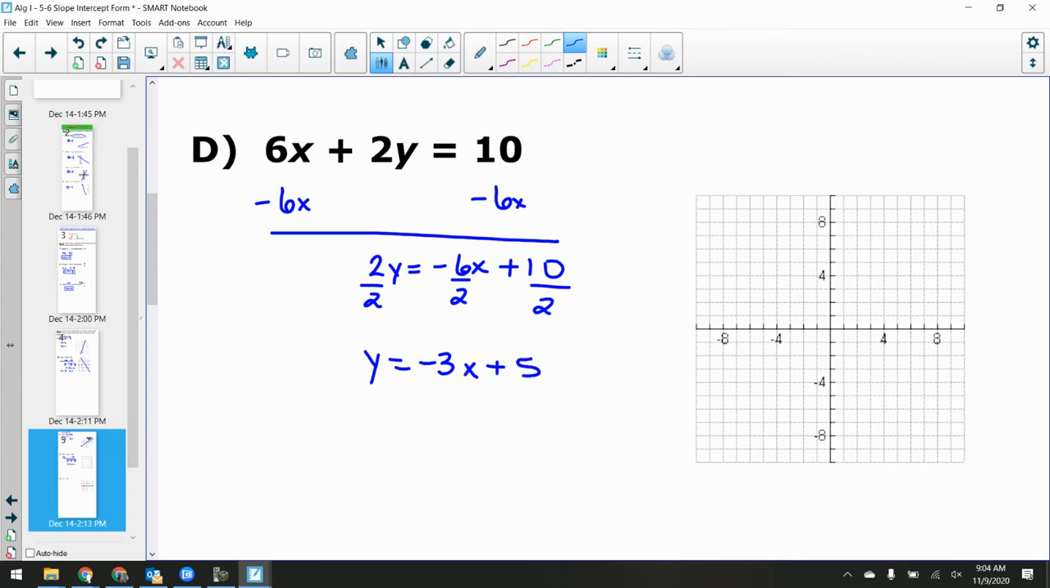How'd we do? We did all right? So now my slope is negative 3, and my b is 5. So that means I go up 5, plot my point, and I go down 3, right 1. I go up 3, left 1. See, I tried to focus on the middle there, and I missed both ends.